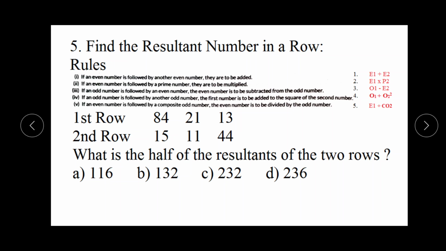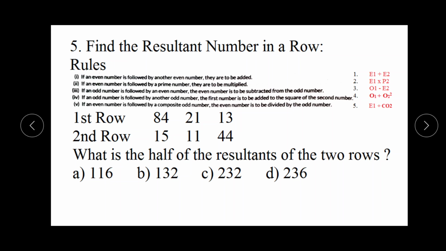E1, the first number is even, and E2, the second number is also even, and we will add them. Second rule: if an even number is followed by a prime number, it means at first there is an even number and the number which follows that number is a prime number.